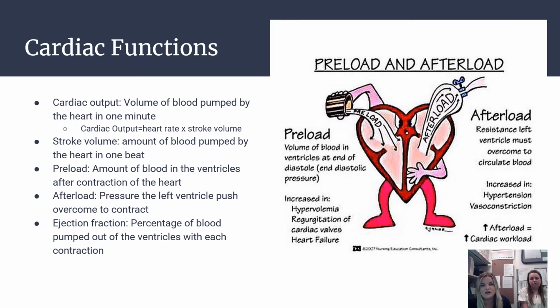From there, we're going to talk about the preload and afterload. Preload is the amount of blood in the ventricles after the heart contracts, and afterload is the pressure of the left ventricle that it has to push against to overcome the contraction. Ejection fraction is the percentage of blood pumped out of the ventricles with each contraction. And that's something that we measure a lot of the times in cardiac patients. And that would be measured by an echo, which we'll talk about in a little bit.